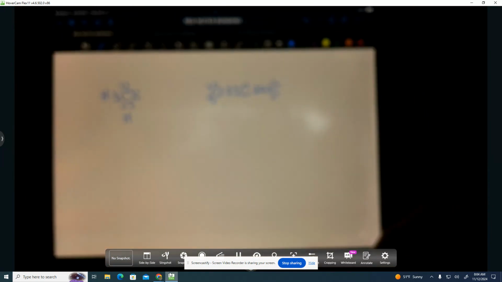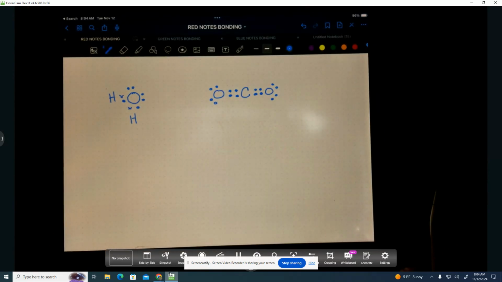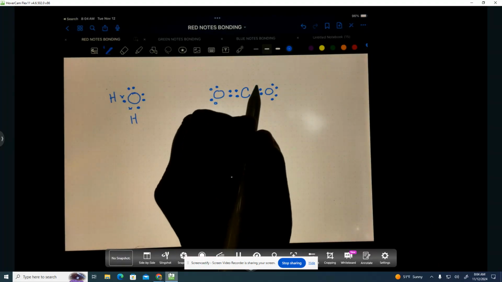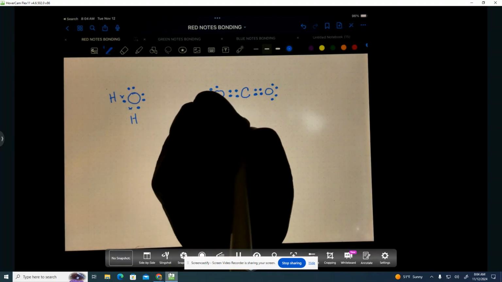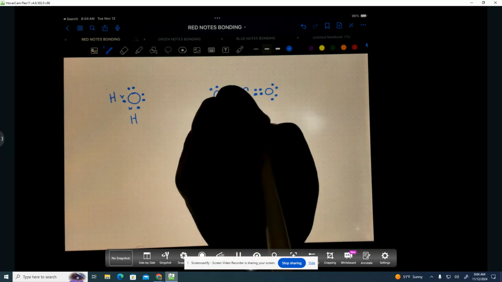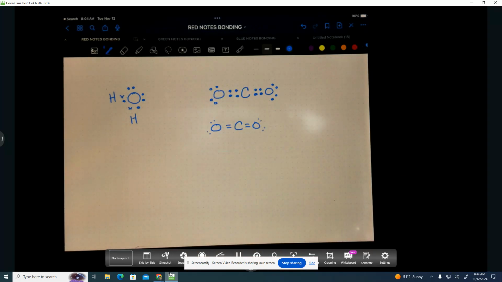It has two sets of double covalent bonds. We got a double covalent bond here. We got a double covalent bond here. You could draw it with the lines as well. Make sure you have 4 dots on those oxygens on the end.